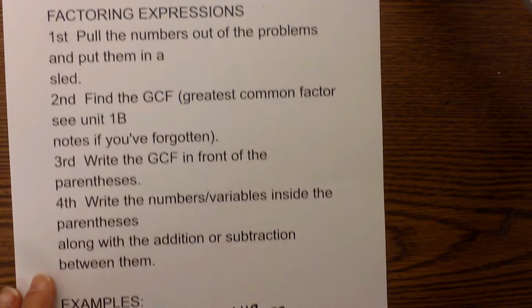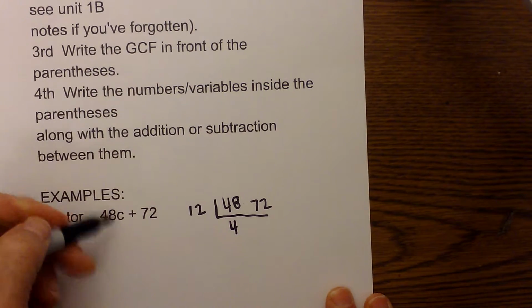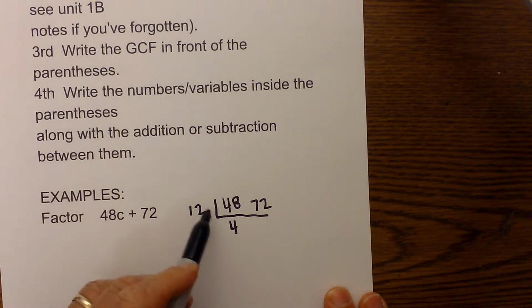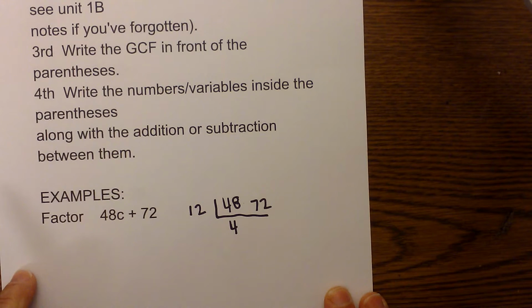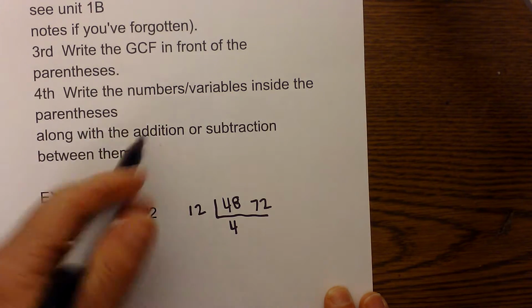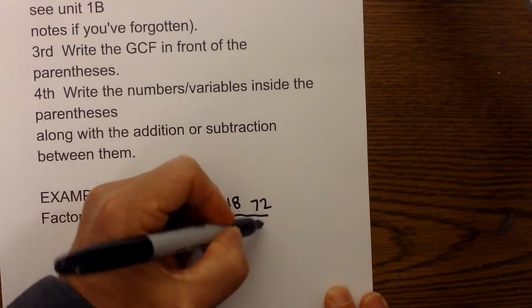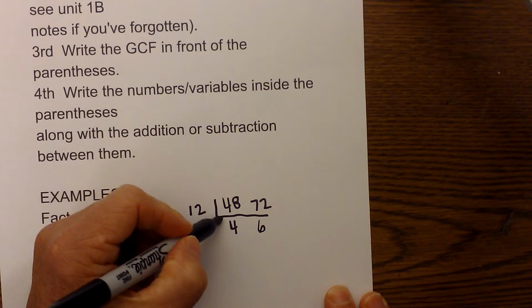Okay, so here's one I've kind of gotten started with. We have 48c plus 72. And here is the sled, and I've placed 48 and 72 inside. And I know that 12 goes into both of these. So 12 will go into 48 4 times, and 12 goes into 72 6 times. And then I'll show you how we're going to get the greatest common factor.